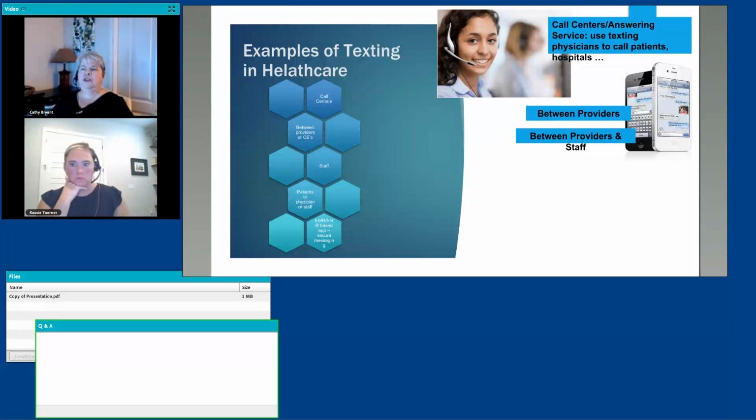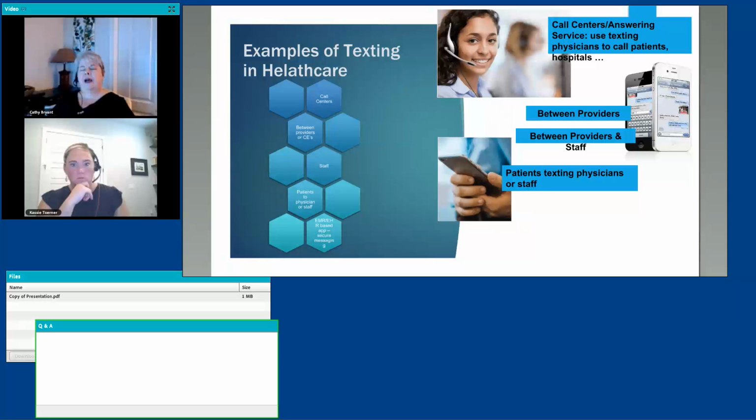Also, you may be taking messages, texting messages, or receiving messages from your staff members. They often work like an answering service if you are not in the office. And again, if they're sending protected health information, that could be an issue.